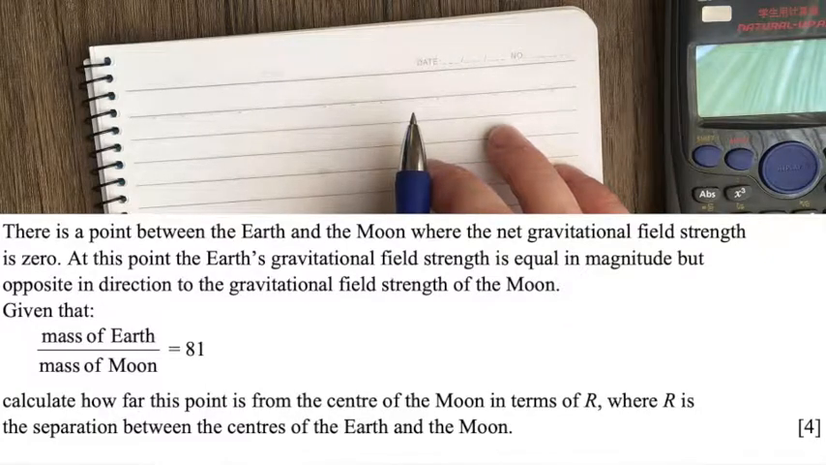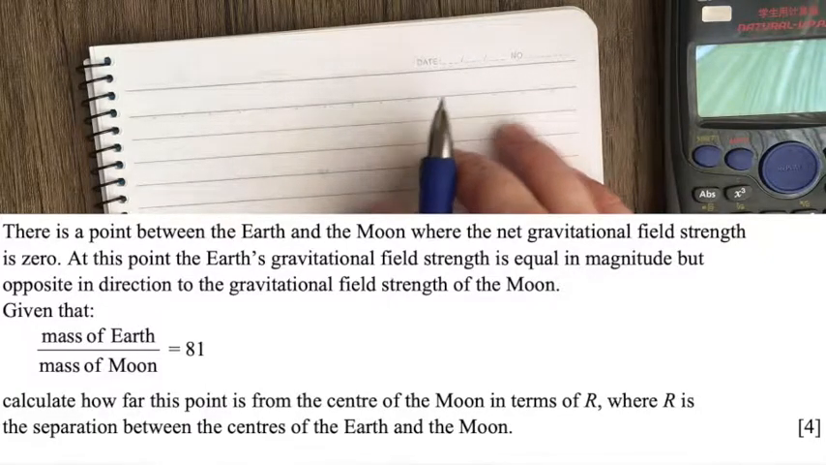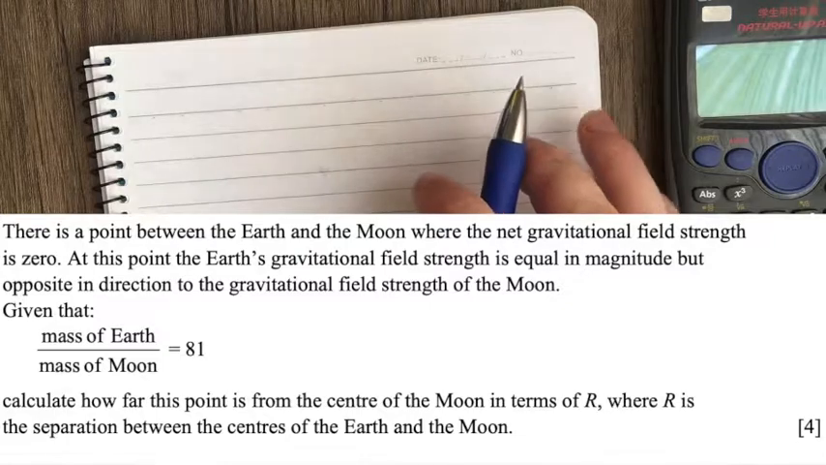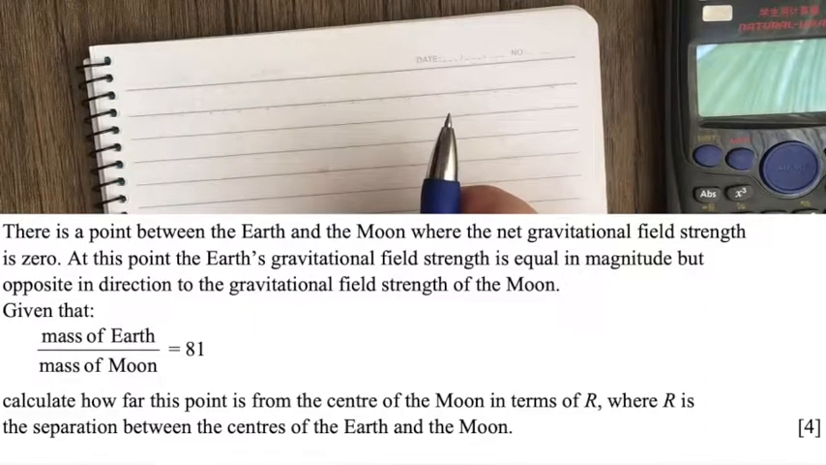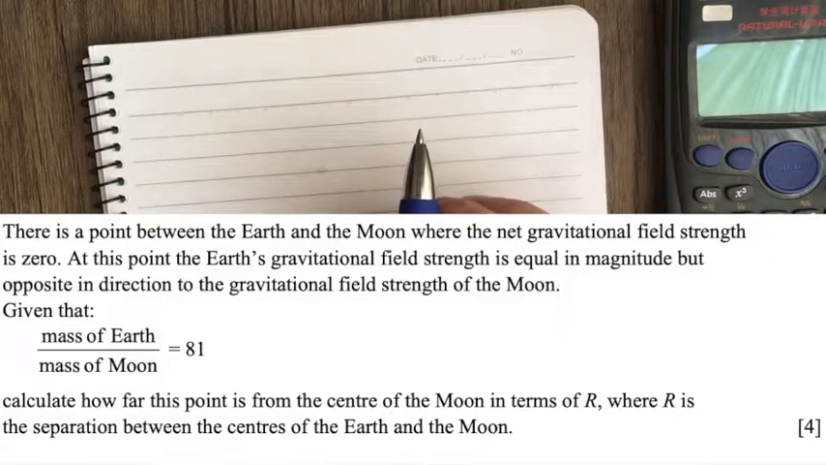Well, it means that the Earth has its own gravitational field caused by its mass, and it attracts objects. The Moon also has a gravitational field caused by its mass, and at some distance between the Earth and the Moon, there must be a point where these two fields cancel each other out. And it must be closer to the Moon because the Moon's gravitational field is weaker.